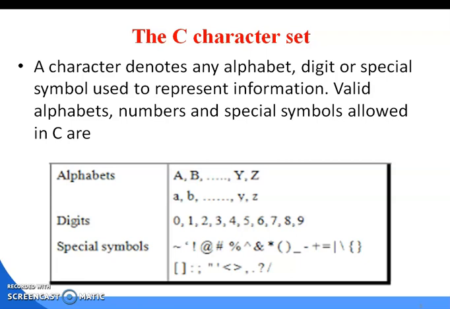A character denotes any alphabet, digit or special symbol used to represent information. Valid alphabets, numbers and special symbols allowed in C are: first, alphabets, capital A, B to Z, and small a, b to z. Next are digits, 0 to 9. Then special symbols, such as the tilde, which are used as special symbols.